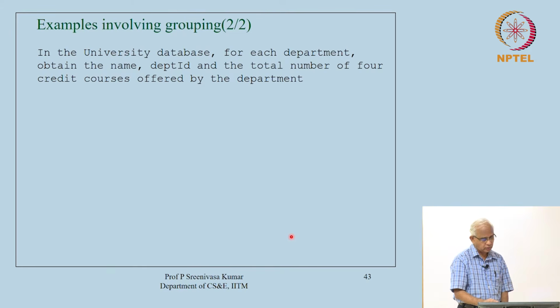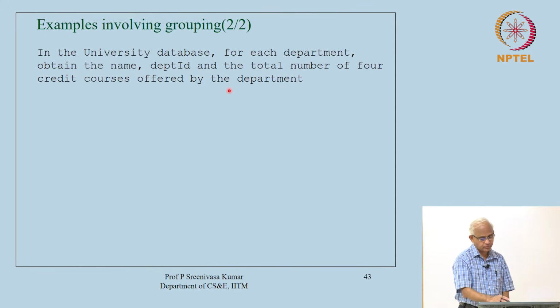Moving on, here is another example of using grouping attributes. Grouping in the university database: for each department obtain the name, department ID and the total number of 4 credit courses offered by the department. Get it for each department.